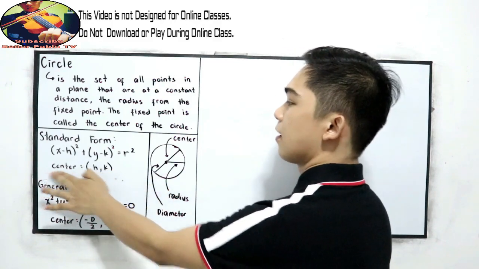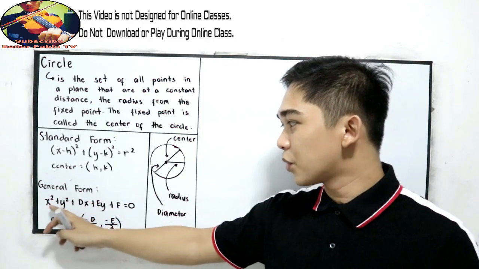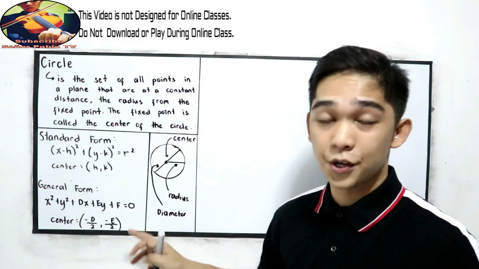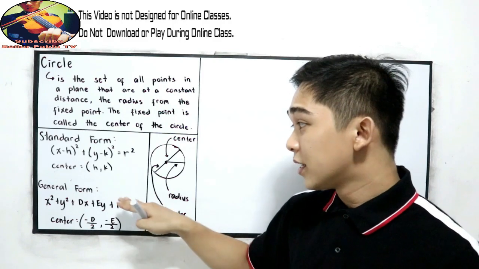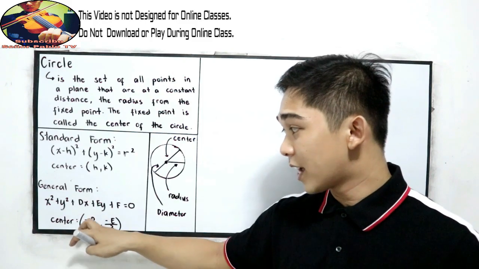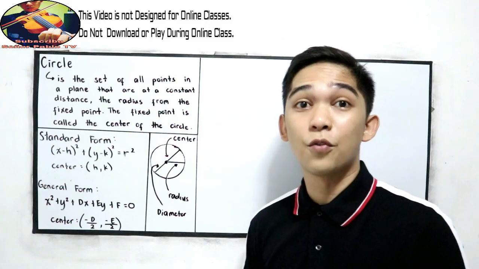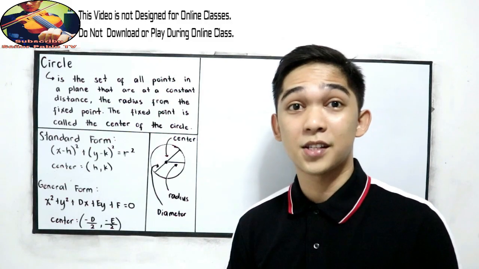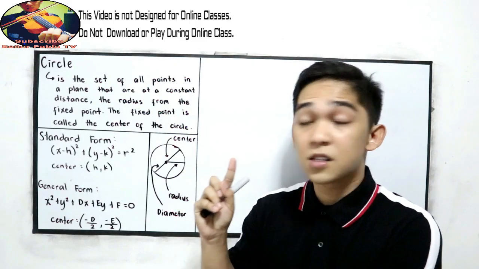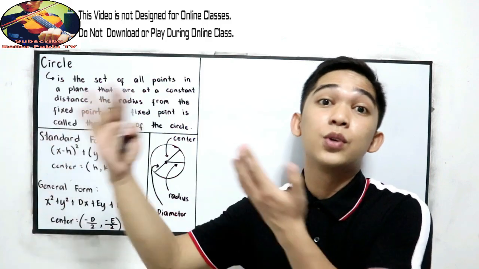Next, we have the general form: x squared plus y squared plus dx plus ey plus f is equal to 0. And in our general form, we have a shortcut formula for the center, negative d over 2 and negative e over 2. That is the shortcut formula for the center. Okay, to better understand the center, let us first discuss transforming general form into standard form.